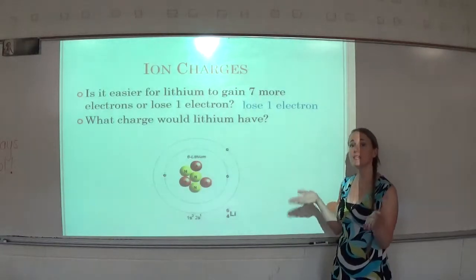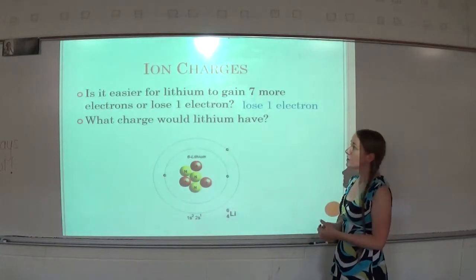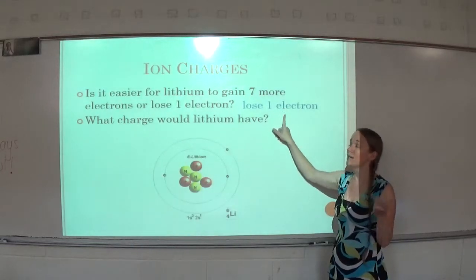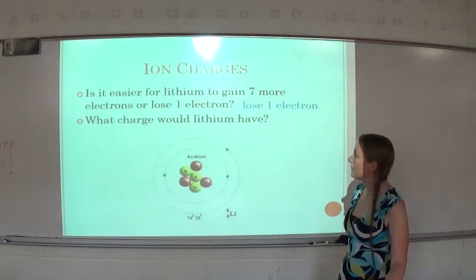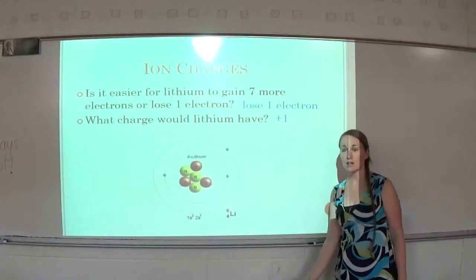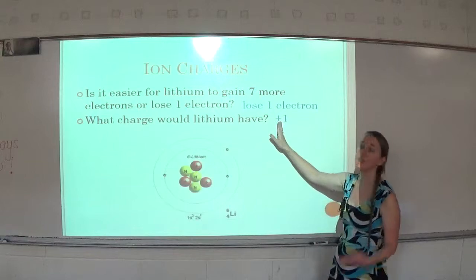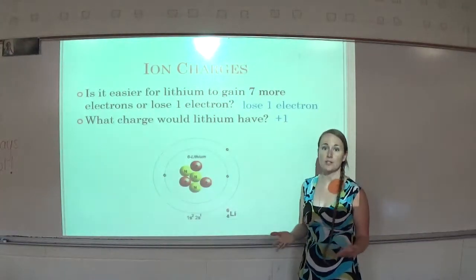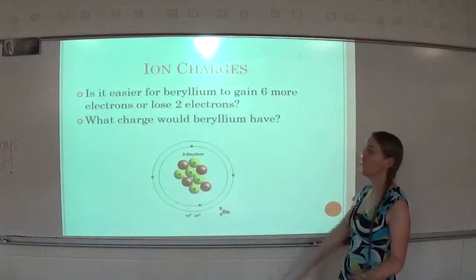Well, remember, you have to think of the fact that electrons are negative. So if something loses a negative, 1 negative, it becomes positive 1. So it would have a charge of positive 1. So everything else in the first column that has one valence electron will also form a charge of positive 1 because they will all lose that one extra electron. Let's move on to group 2.